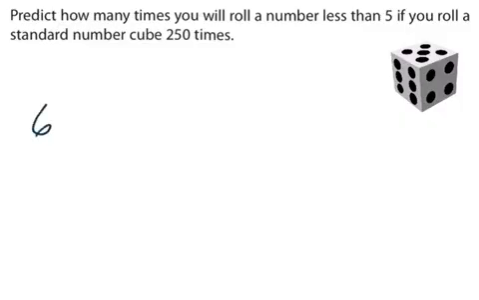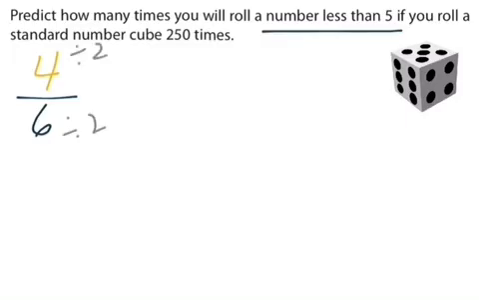We know it has 6 sides, and number less than 5. So how many of them are less than 5? Well, 4, 3, 2, and 1 are all less than 5. So I have 4 numbers that are less than 5. And again, I'm going to simplify this early on because 2 goes into both of these numbers. 2 goes into 4 twice. 2 goes into 6 3 times. So 2/3 of the numbers essentially are less than 5.